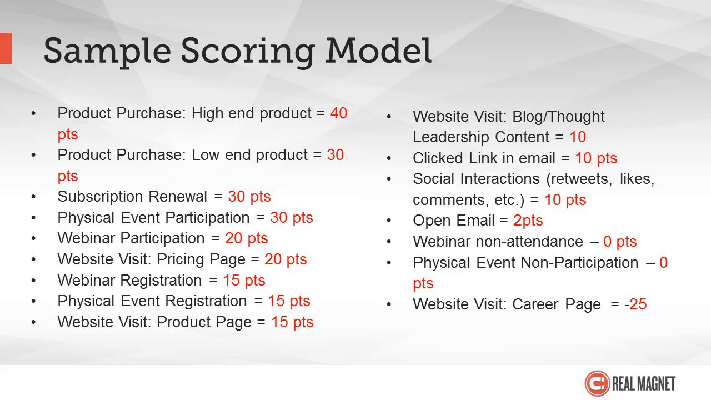The next ones get very interesting with the website visits, because if you think about your website, there are many different types of pages, and not all of them have equal value in terms of someone's expression of interest by visiting that page. If you look about the fourth bullet from the bottom, we have a website visit to the pricing page. If someone visits your pricing page, obviously that's a very strong expression of interest. We assign 20 points to that. On this bottom one, someone visits a product page. We assign 15 points to that.